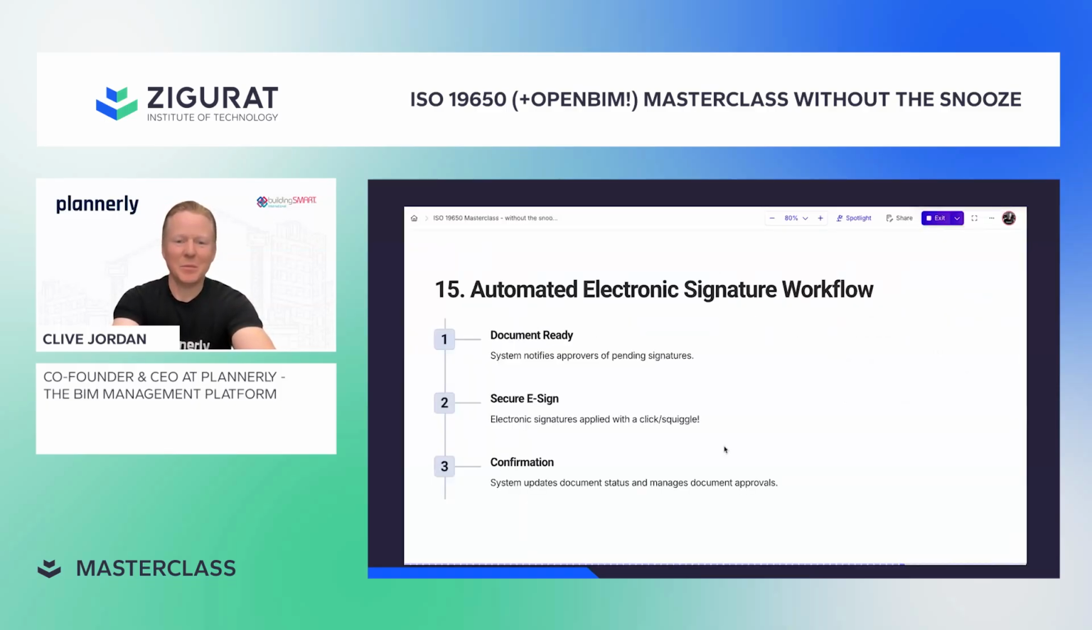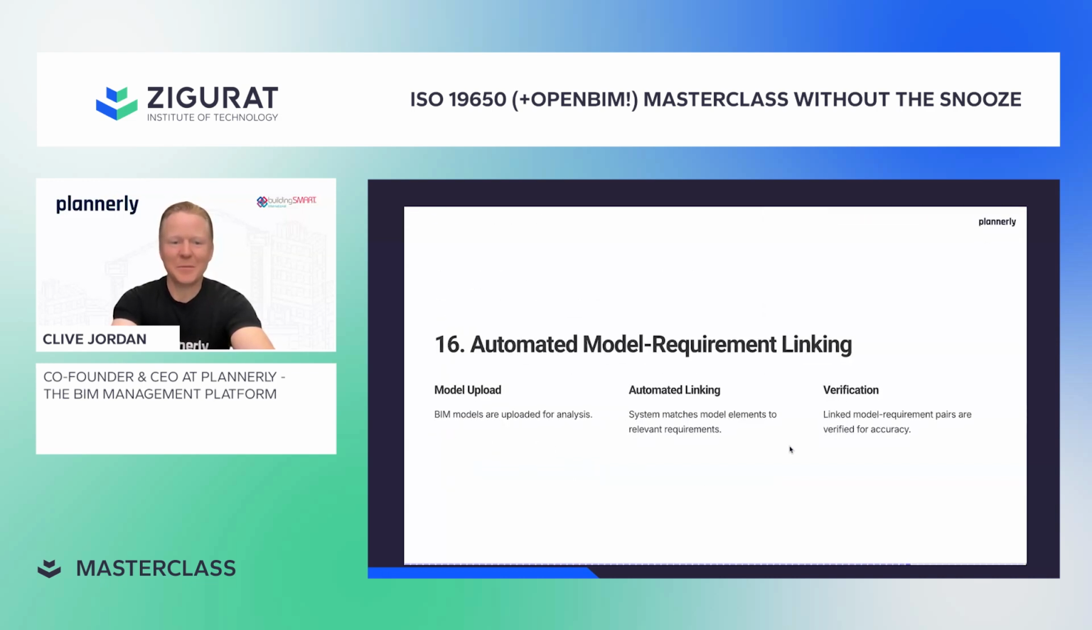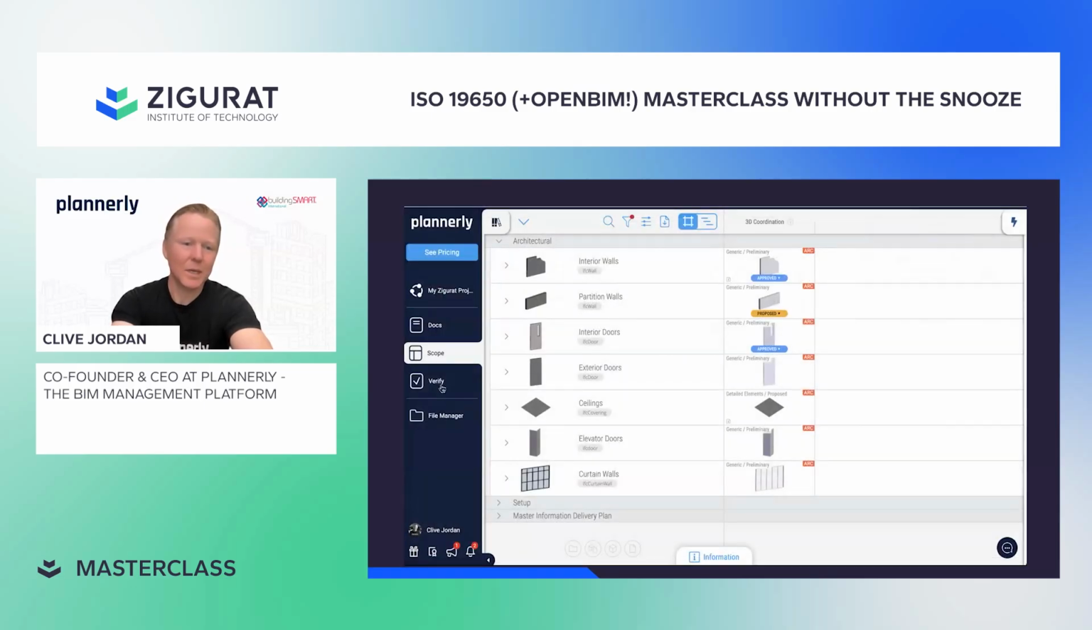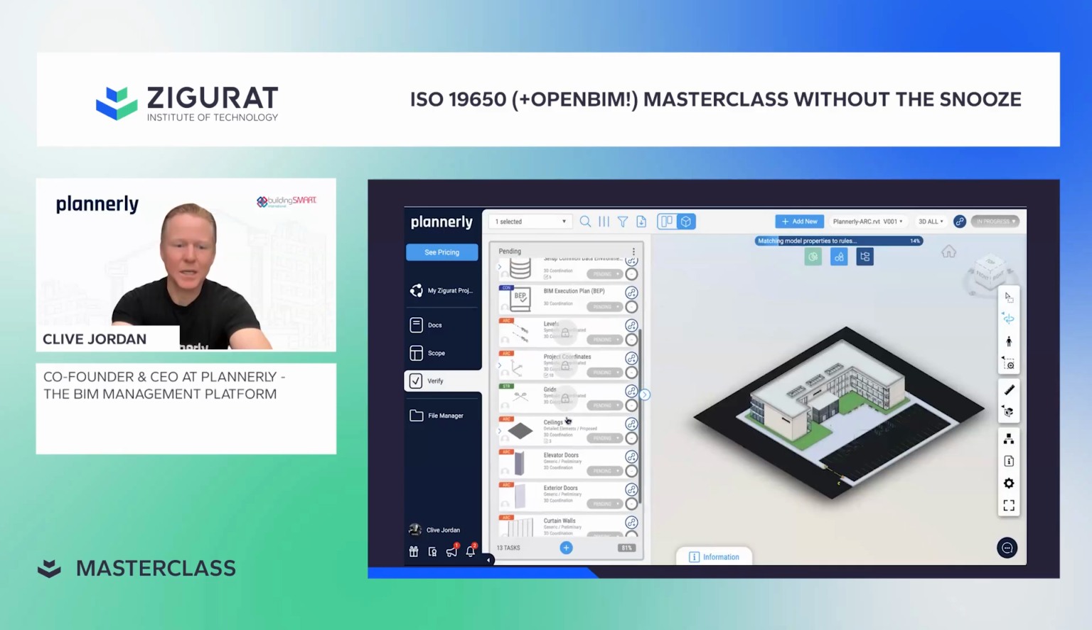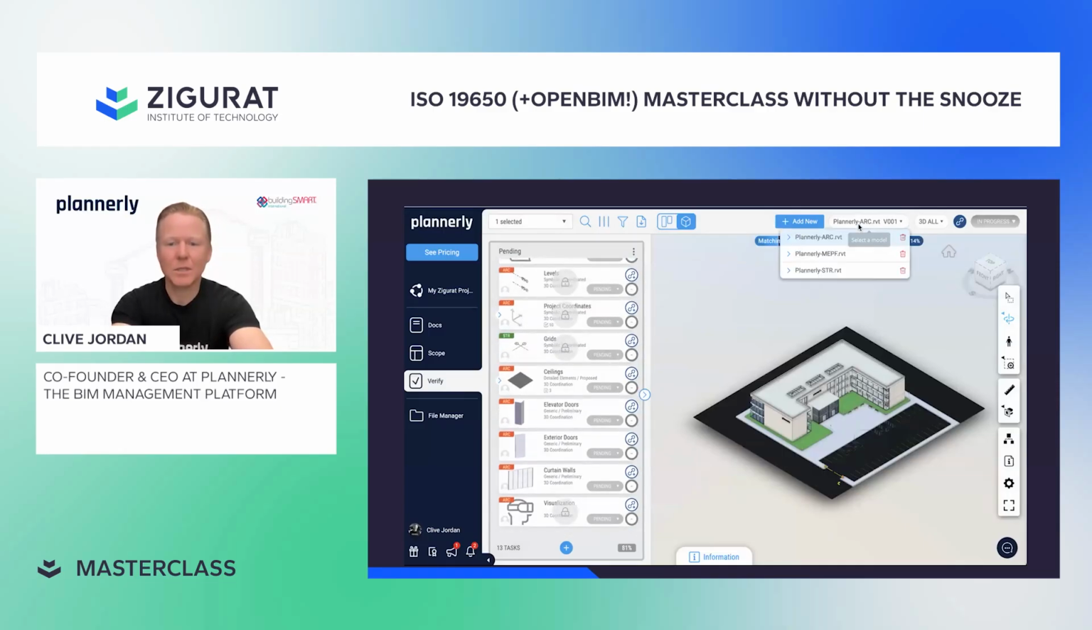I want to get to some more of the fun automation as well. Okay, so model checking. When we get to the model checking side of things, we move into the verify module. And this is where we start to say, I have models that have been submitted by teams around the project, whether they're the architect, the MEP, the structural engineer, etc.